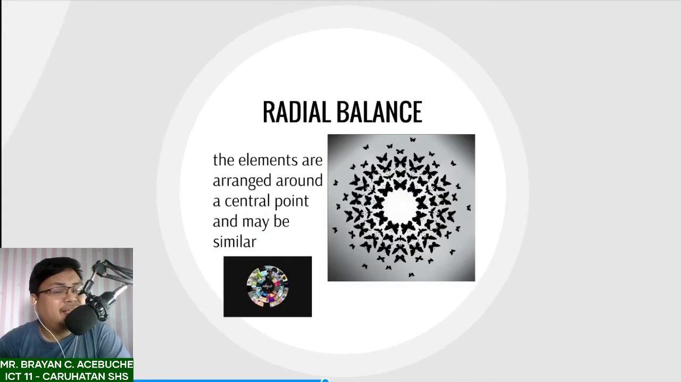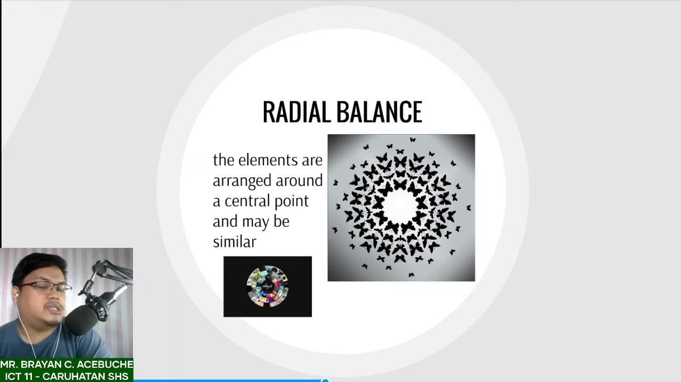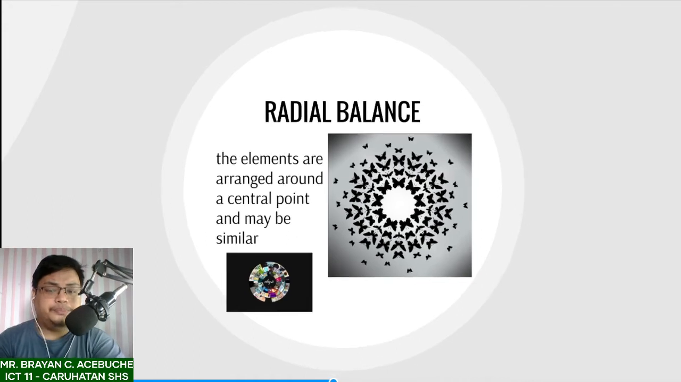We also have radial balance. The elements are arranged around a central point and may be similar. Hindi naman na kailangang explain. As you can see in the image, it is round. It forms a circle, and then parang yung amount ng mga objects from left to right or paikot ay balance. Okay? So that is radial balance.